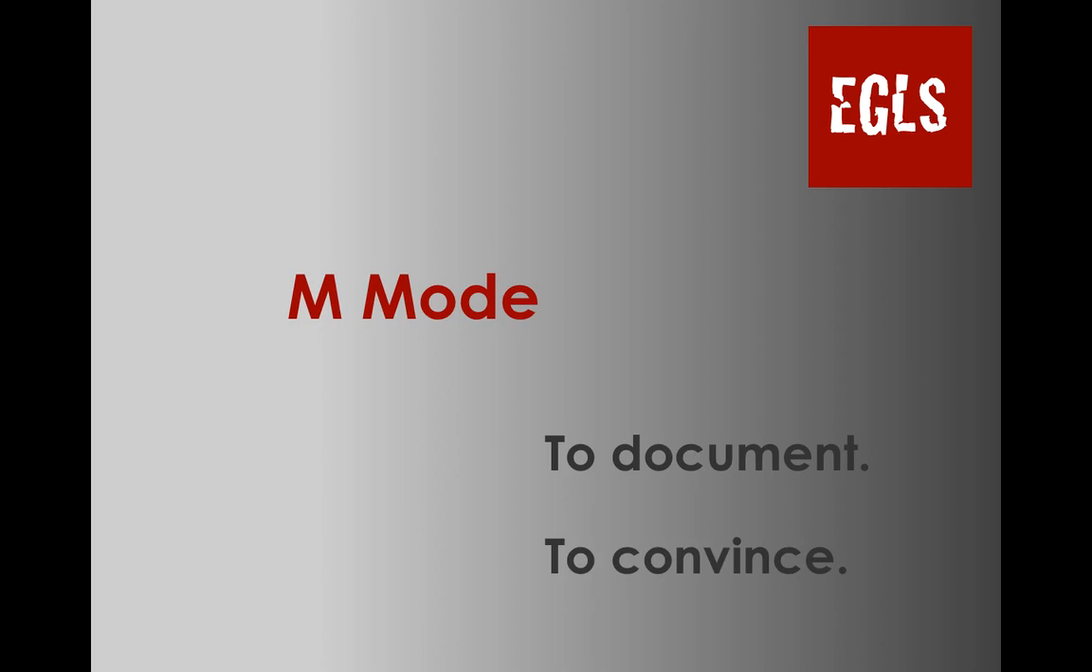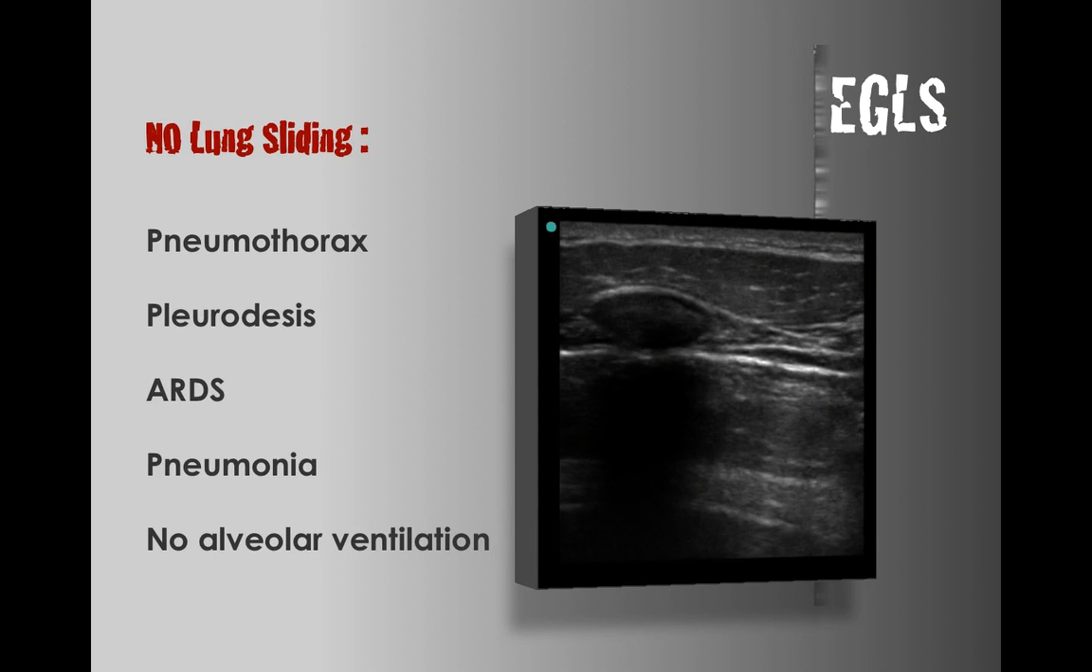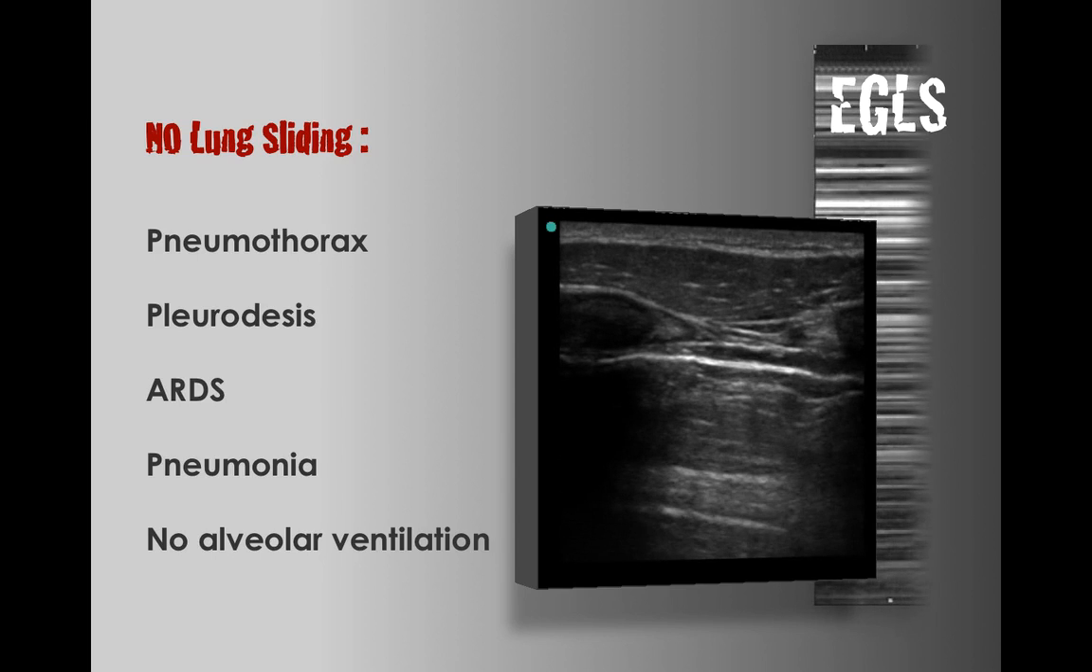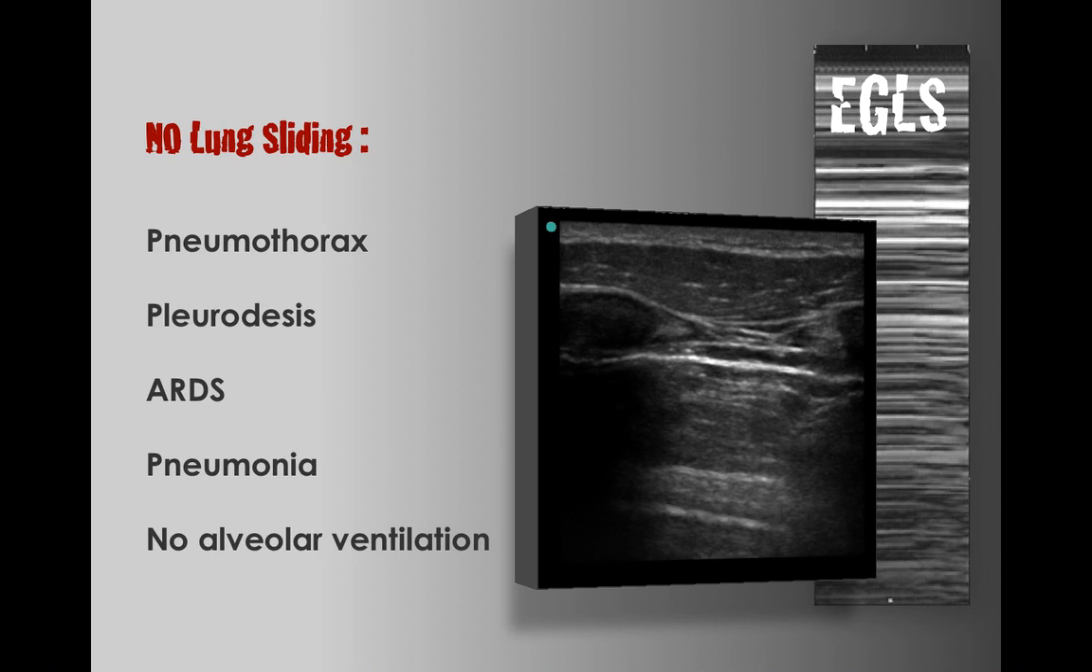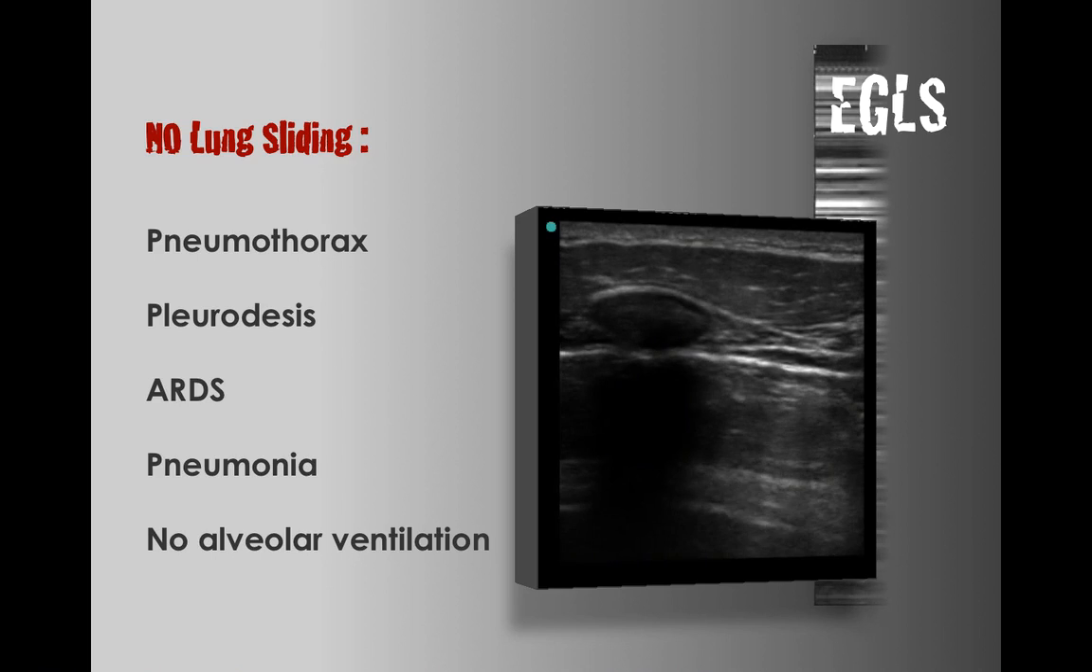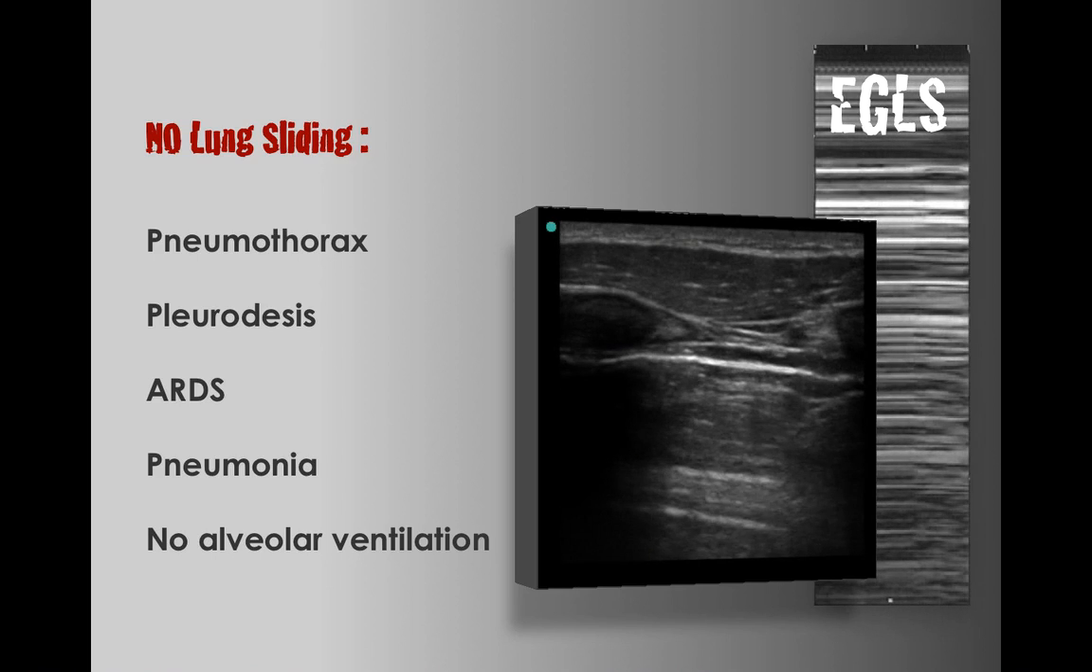Exactly. M mode can help us to document with a still image the presence or absence of lung sliding should you need to do this, but its real utility lies in the fact that it can help us be more convinced of our own interpretations. So basically, we don't need to do M mode if we're already convinced with our 2D assessment. So whenever we see lung sliding, we can be certain that there's no pneumothorax under the area we're assessing, obviously.